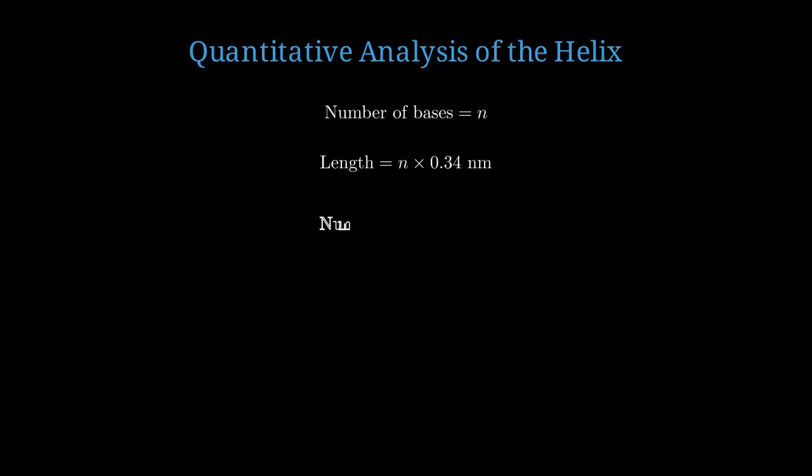Let me show you some of the quantitative relationships in the DNA double helix that had to be explained by the model. Let n be the number of base pairs in a DNA molecule. The total length of the DNA molecule is n times 0.34 nanometers, since each base pair adds 0.34 nanometers to the length. The number of complete helical turns is n divided by 10, because there are 10 base pairs per turn. The total twist angle is 36 times n degrees, since each base pair contributes 36 degrees of rotation.